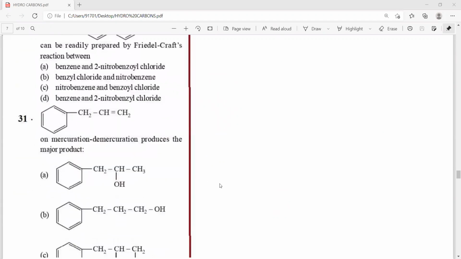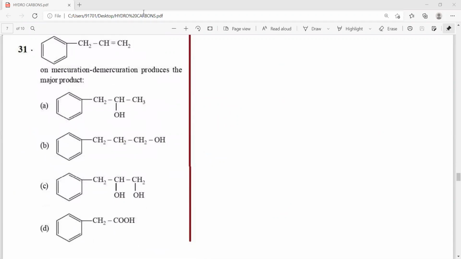31, very easy, and I will tell you two conditions for this 31 reaction, very, very important. The given reaction is mercuration followed by demercuration, also called oxymercuration followed by demercuration. Under these conditions, no rearrangement takes place. What is oxymercuration and demercuration? Let's see.